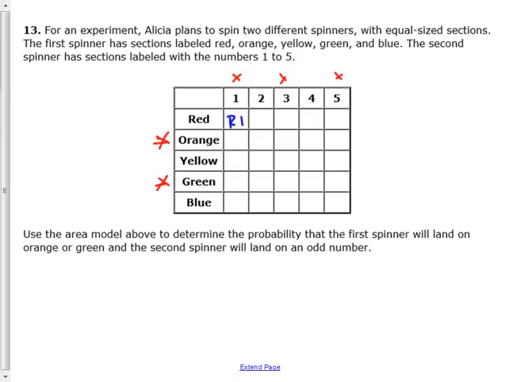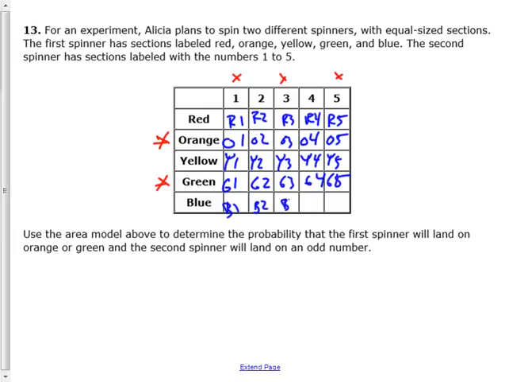Again, as I fill this out, I'm going to say red 1, red 2, red 3, red 4, red 5. Now, you might not actually have to do this, because if you have them marked here, you might be able to figure out where those are going to be. So this is going to be orange 1, orange 2, orange 3, orange 4, orange 5. Okay, yellow 1, yellow 2, yellow 3, yellow 4, yellow 5. We do green 1, green 2, green 3, green 4, and green 5. And we're going to do blue 1, blue 2, blue 3, blue 4, and blue 5.